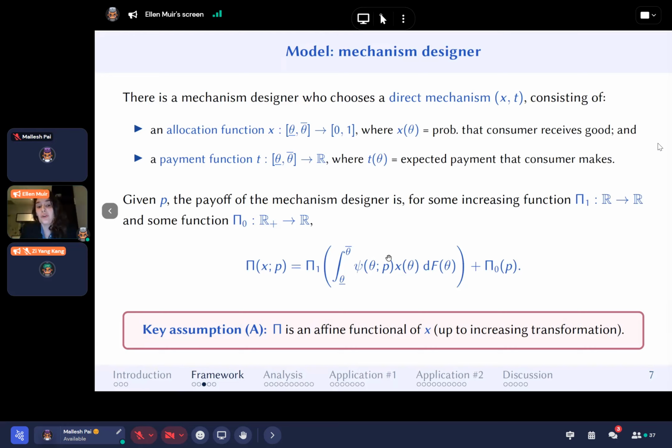And so as a result, the virtual surplus that applies when the designer is designing the primary market is going to depend indirectly on this aftermarket price P through the types of the agents, and so through this virtual surplus component. And so our key assumption is that this payoff function for the designer, which will end up becoming the objective function of the designer, is an affine functional of our allocation rule X up to some increasing transformation.